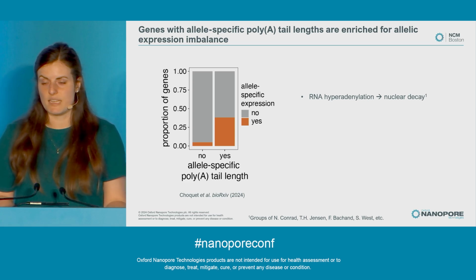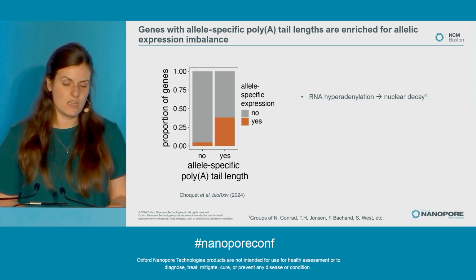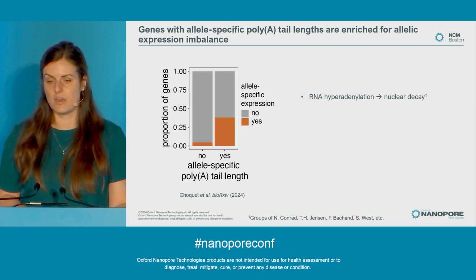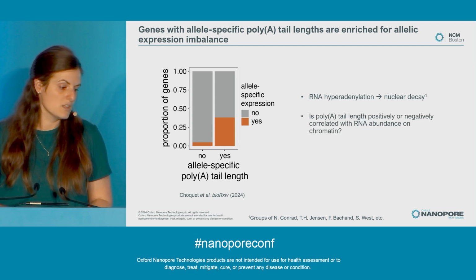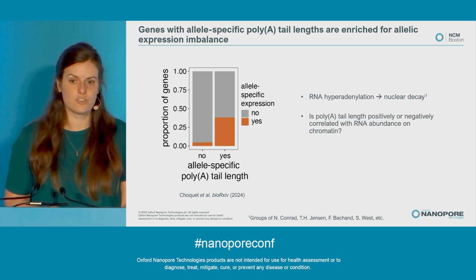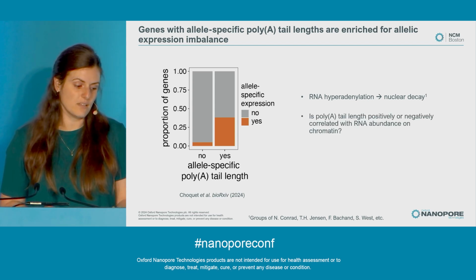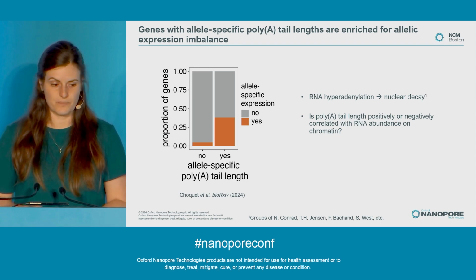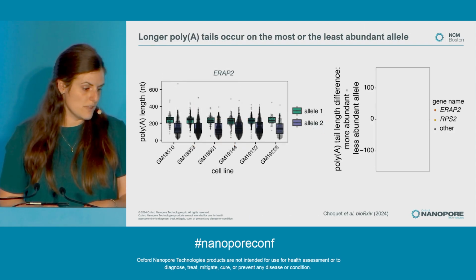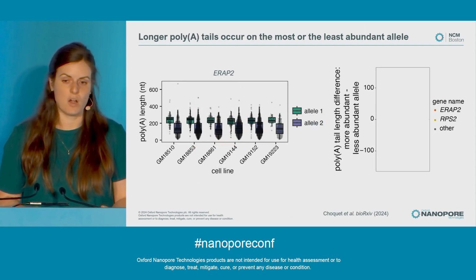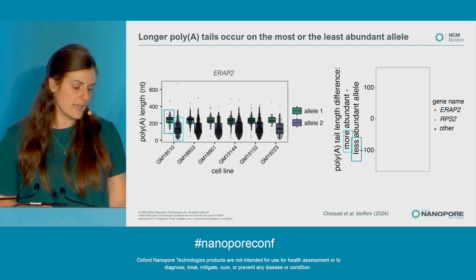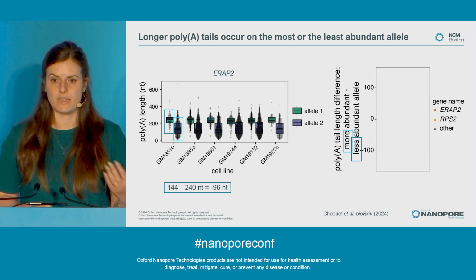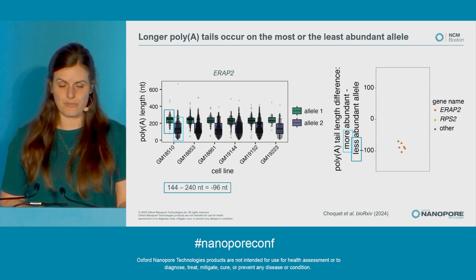Previous studies have shown that RNA hyperadenylation can target RNAs for nuclear decay. In that case, we would expect RNAs with longer tails to also be less abundant. So we asked whether there was a directionality to the connection between poly-A tail length and RNA abundance on chromatin. To do that, we calculated the difference in poly-A tail length between the more abundant and the less abundant allele. In the case of the example that I showed you here, we would have a negative difference, which is shown on the graph.